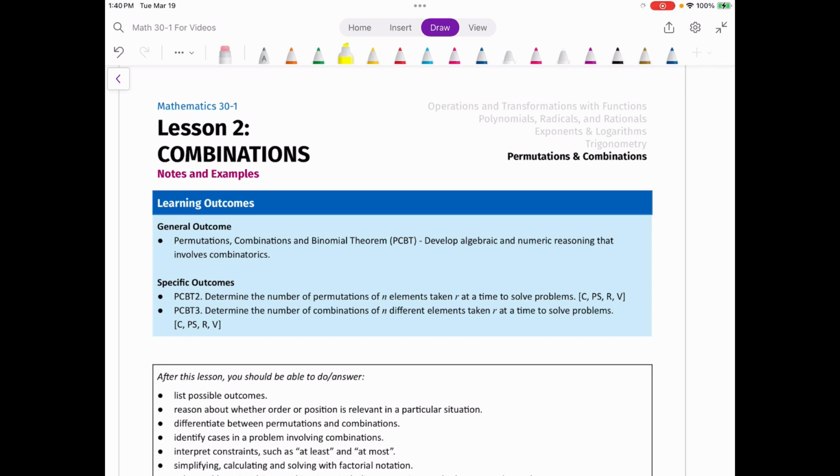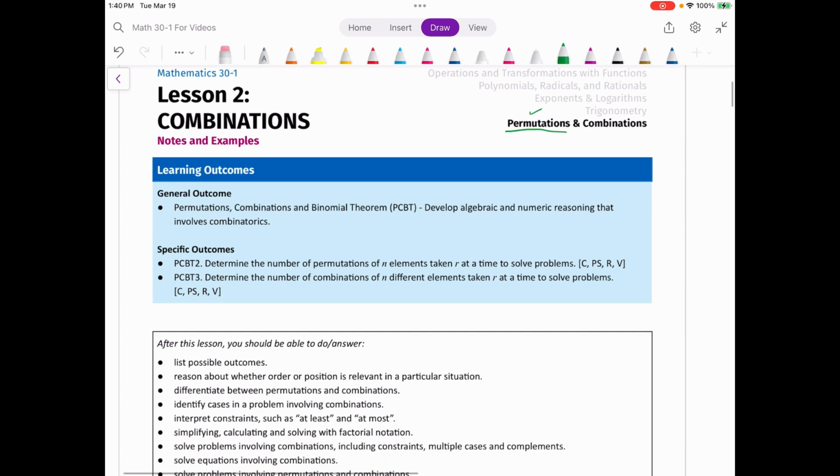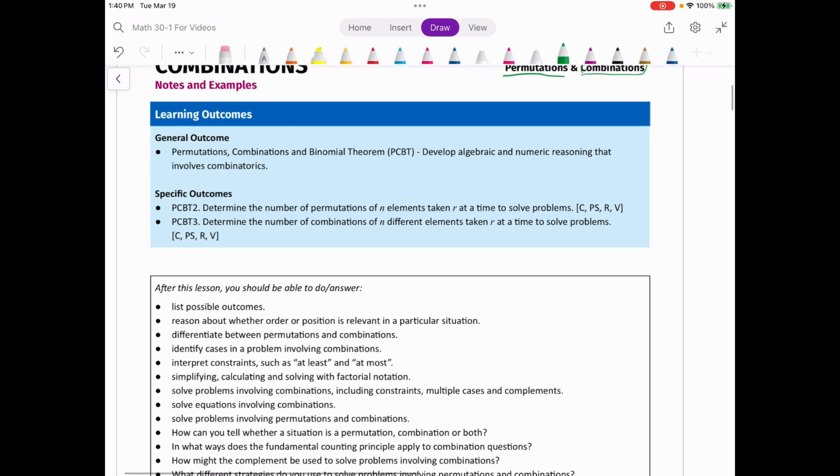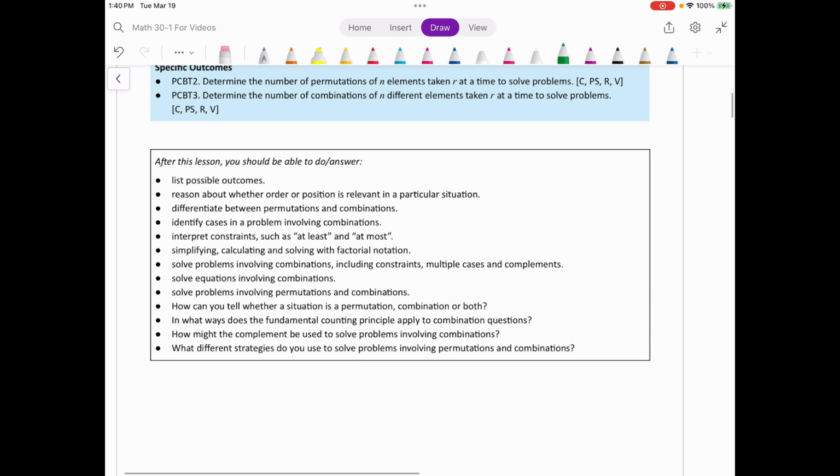Alrighty, folks, so let's move now on to the second last lesson of Math 30-1, hard to believe, okay? This is Unit 5, Lesson 2, Combinations. In the previous lesson, we talked about permutations. We're still going to be thinking about them. They will come up in this lesson as well, but we're going to focus primarily on these combinations, the combs part of perms and coms, okay?